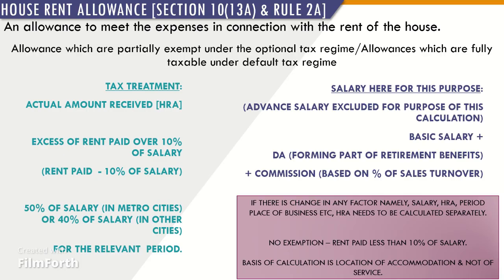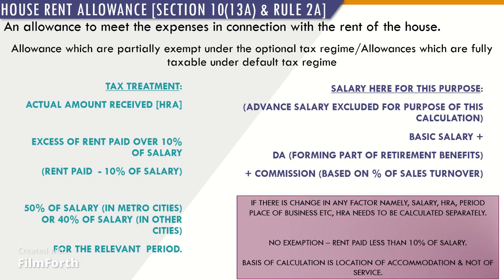Let's see the calculations. First scenario: other cities. Step 1: House rent allowance actually received for the relevant period. Step 2: Rent paid minus 10% of salary for the relevant period. Step 3: 40% of salary for the relevant period.